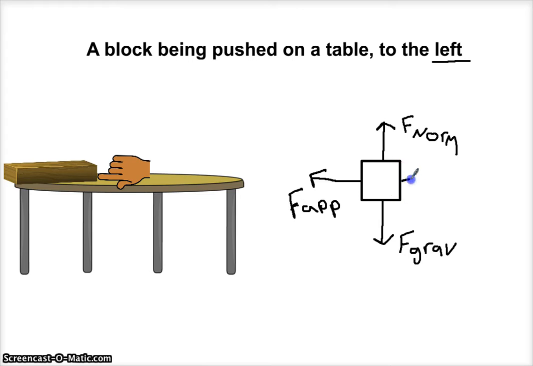And then we have a force a little bit smaller, but still there, the force of friction. And again, it's the opposite direction of the movement. So left was the direction of the movement, so our force of friction is going to go in the opposite direction.